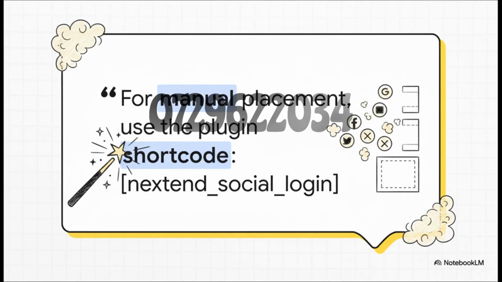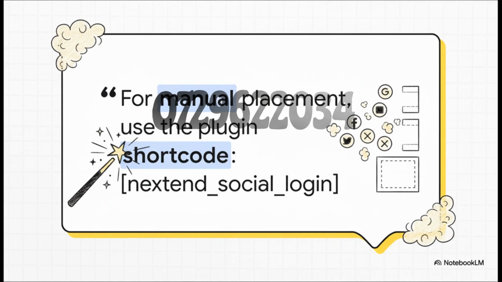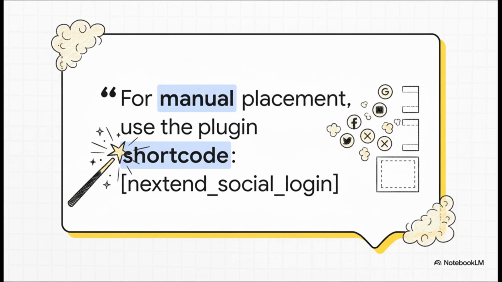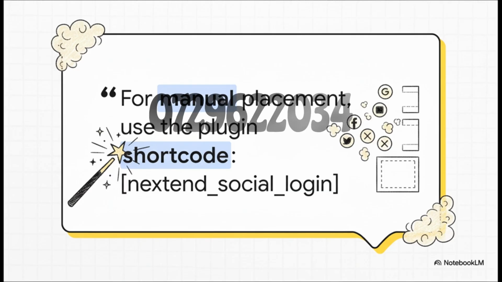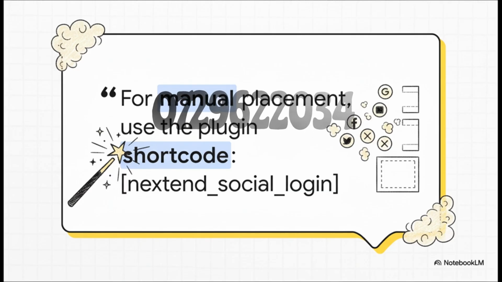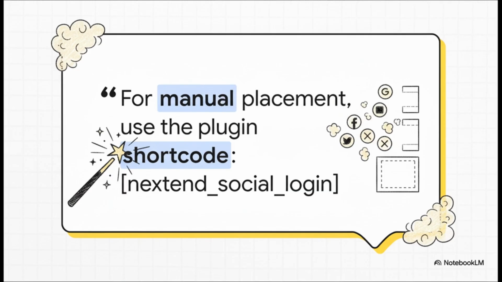But what if you want to get fancy and put the buttons somewhere totally custom, like in a sidebar or on a special page? Well, the source manual gives us this little shortcode. Don't even think of it as code. Think of it as a magic spell. You just paste it where you want the buttons, and poof, they appear.